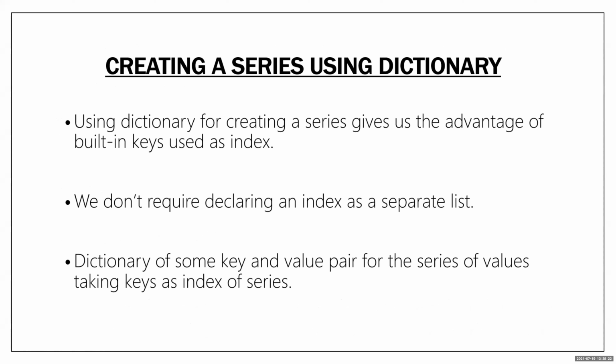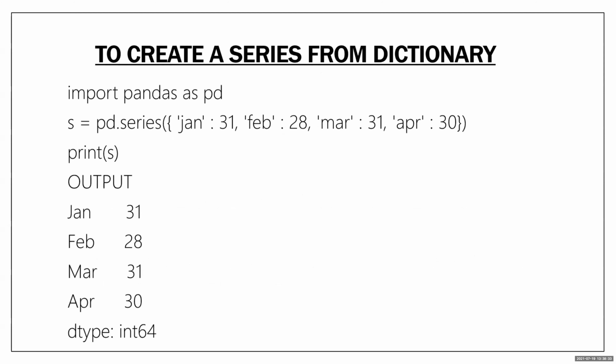Instead of that, built-in keys are treated as the index. A dictionary is a set of key and value pairs, and the series takes the keys as the index of the series. To create a series from a dictionary: import pandas as pd, s is equal to pd.Series, in brackets curly brackets, and all the months are written in quotes. So here in the output, on the left side, the months are the index keys. The dtype is int64.